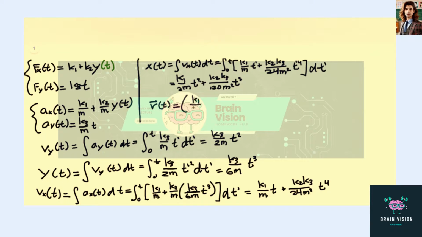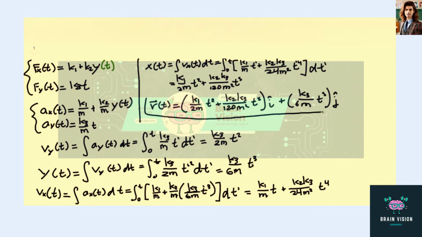Now we can go ahead and record this position vector by combining the x and y components. We just said that this is k1 over 2m t squared plus k2 k3 over 120 m squared t to the fifth power. This is in the i hat direction. Add that to the y component, which we said is k3 over 6m t cubed. This is in the j hat direction. That sums up what the position vector looks like.